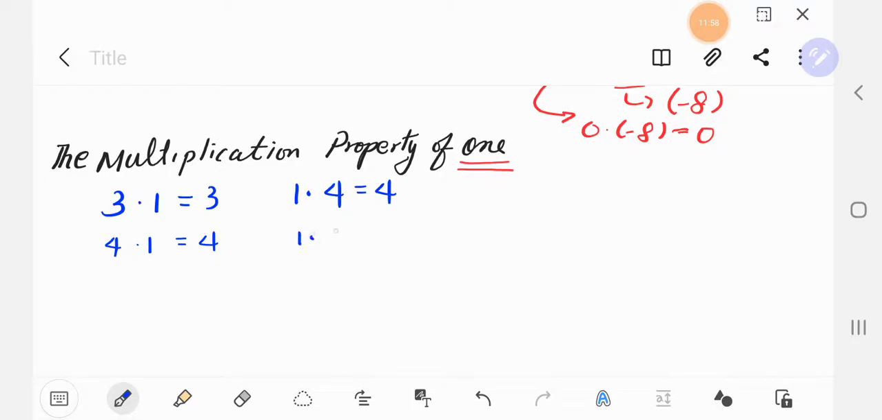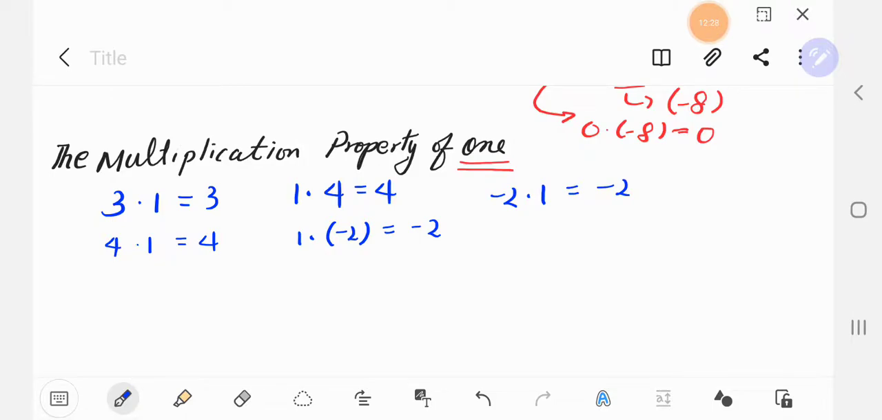How about 1 times negative 2? 1 times negative 2 means still negative 2, right? Negative 2 is just one number, so you don't have to put parentheses if it's a single number. How about this? Negative 2 multiplied by 1. Then negative 2 stays, right? So just negative 2.